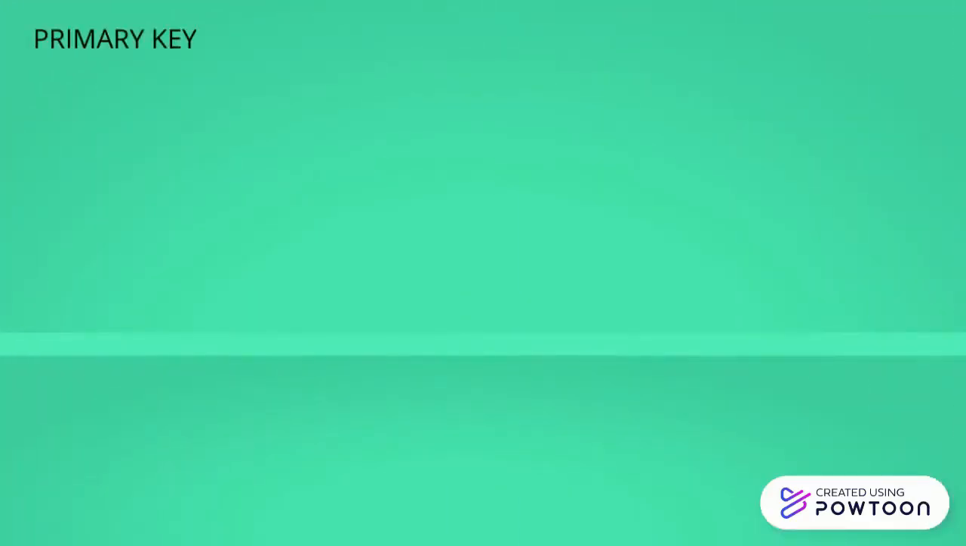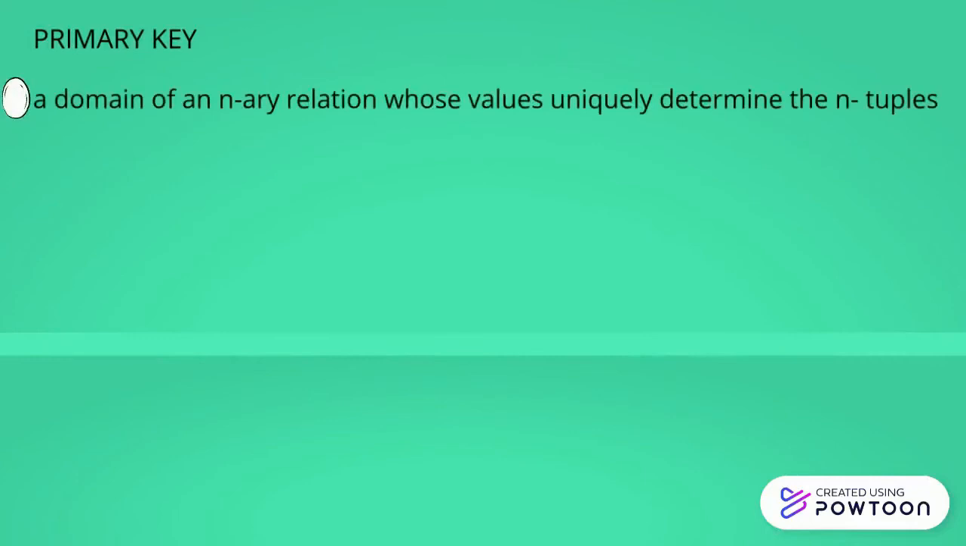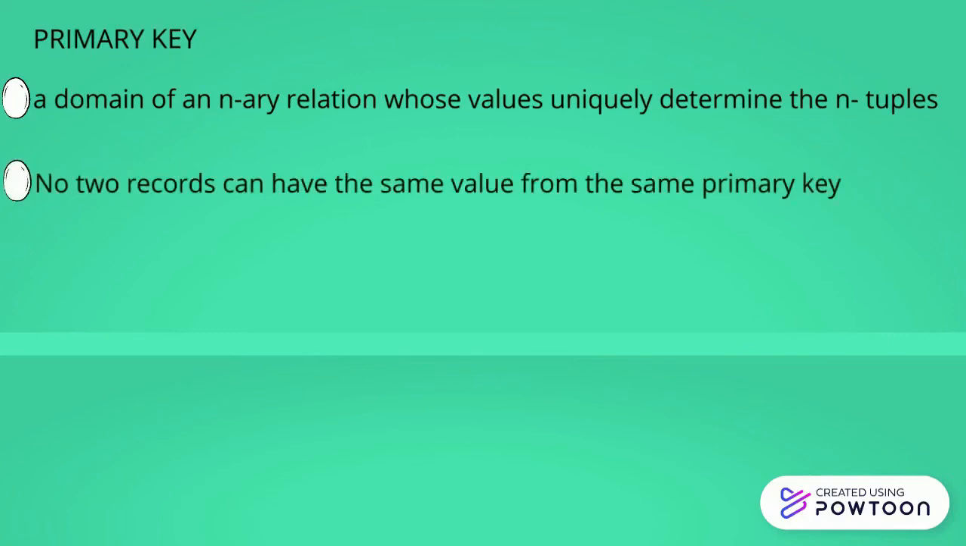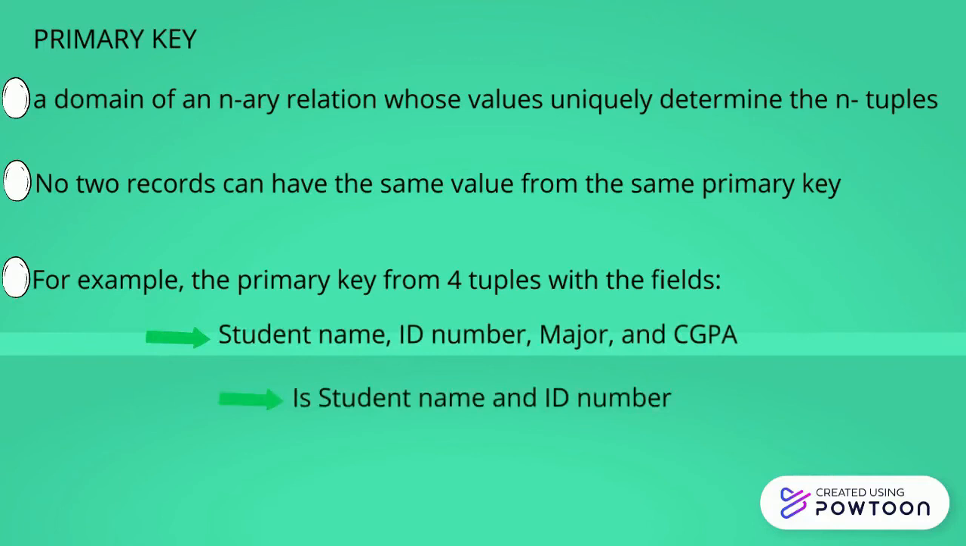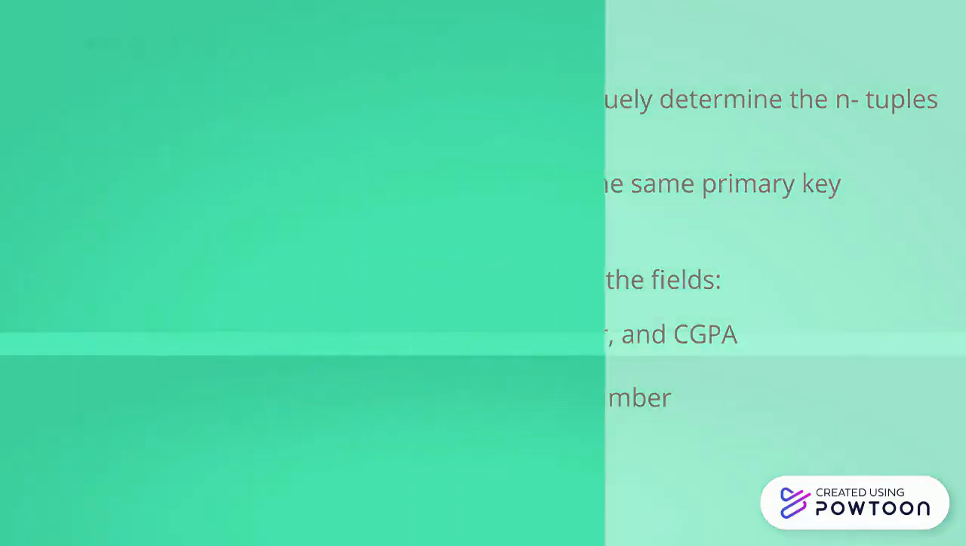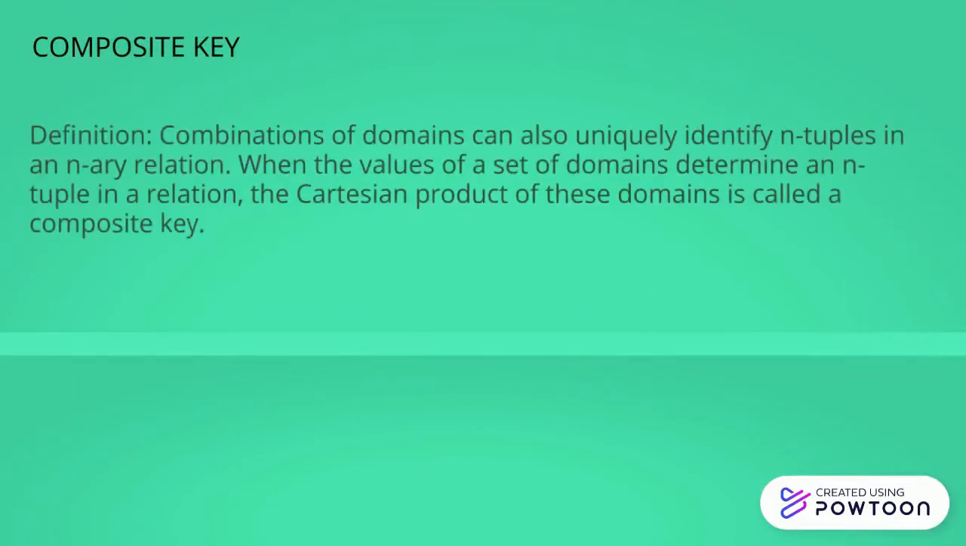Primary key. Primary key is the domain of an n-ary relation whose values uniquely determine the n-tuples. No two records can have the same value from the same primary key. For example, the primary key from 4-tuples with the fields student name, ID number, major and CGPA is student name and ID number. Composite key. The definition: combination of domains can also uniquely identify n-tuples in an n-ary relation. When the values of a set of domains determine an n-tuple in a relation, the Cartesian product of these domains is called a composite key.